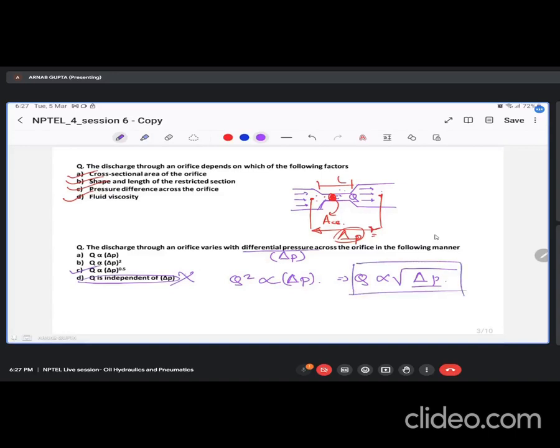So if you look at the Q versus delta P curve, which is one of the characteristic curves of any flow control valve, and is given as a recommendation by the manufacturer in the valve catalog, there you will find the graph to be somewhat like this. At higher values of delta P, if the valve is not pressure compensated, then what happens?